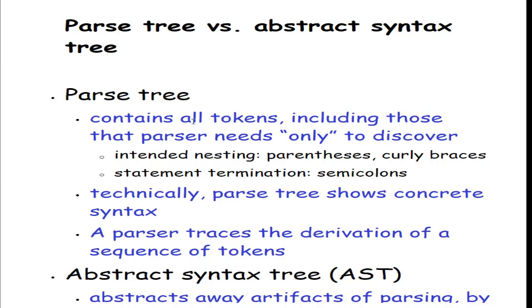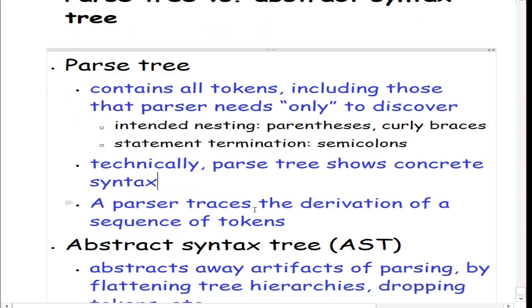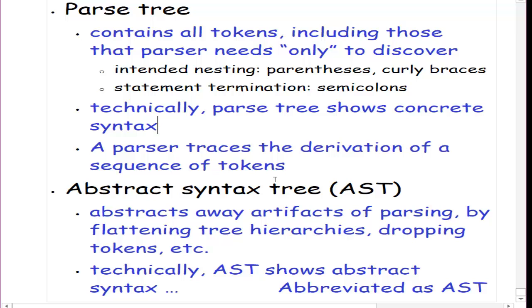The parse tree contains all tokens. It contains those which tell us about the nesting structure, like parentheses and curly braces. So it traces the operation of the parser, because it captures the nesting structures, but there is too much information, like parentheses and terminators. We may have semicolons and all those things. So a parse tree actually shows a concrete structure, because it traces the derivation of a sequence of tokens.